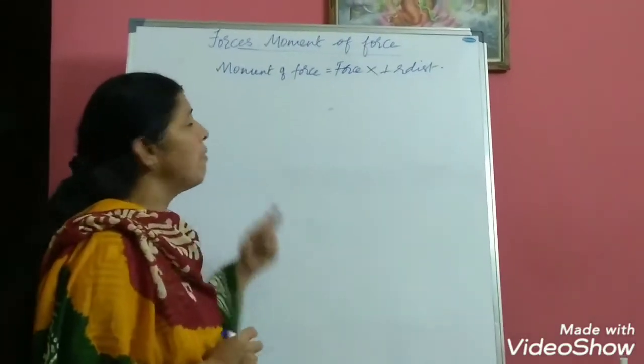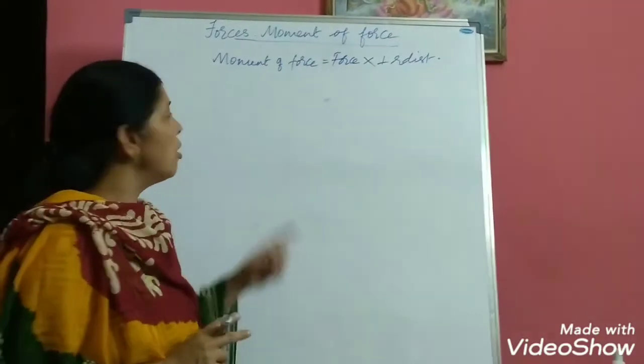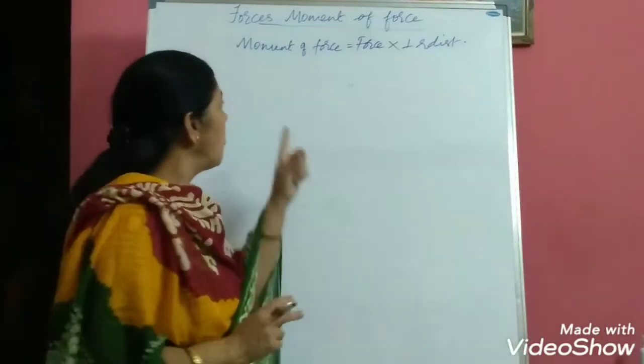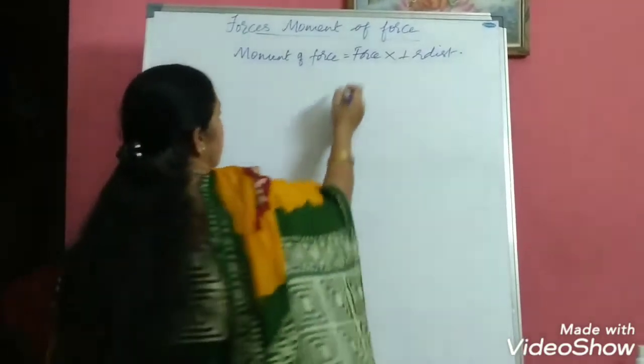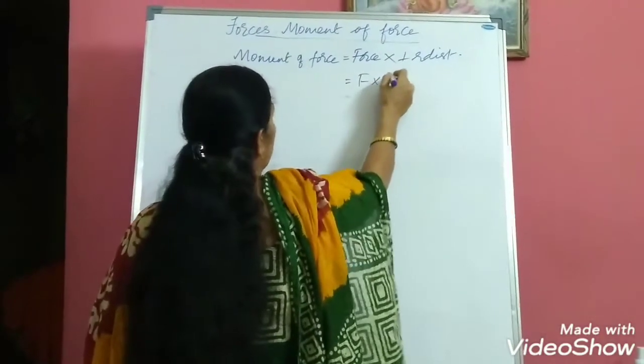In our previous video, we discussed moment of force. The moment of force formula we have also derived. Moment of force is equal to force multiplied by perpendicular distance, so that is equal to F into B.